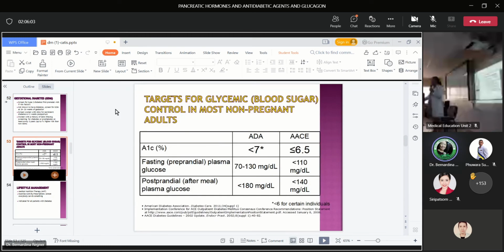Then the target for glycemic blood sugar control in most non-pregnant adults. In the American Diabetes Association, your glycosylated hemoglobin should be less than 7. In your European group of endocrinology, you have less than 6.5. Fasting blood glucose should be 70 to 130. Here you have 110 milligrams per deciliter. Postprandial, after meals, plasma glucose should be less than 180. Here in your endocrinology, you have 140.